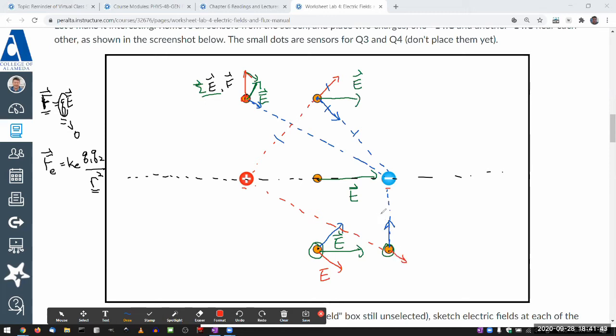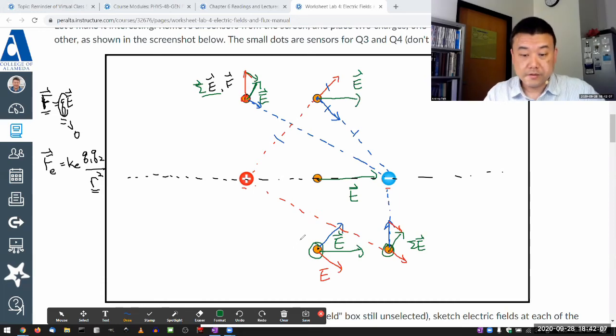So you look through it and imagine adding these two together, then it points this way. That's the net electric field. And this is definitely different from what you would have gotten if you simply rotated this around. So that's the prediction for the electric field at each of these locations.